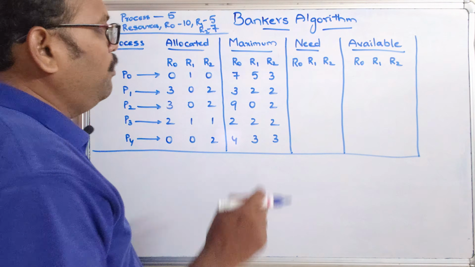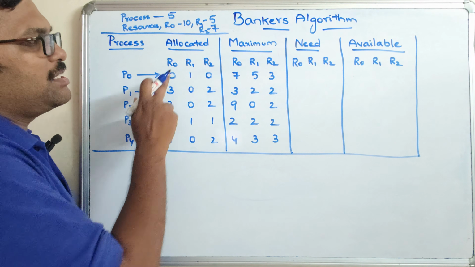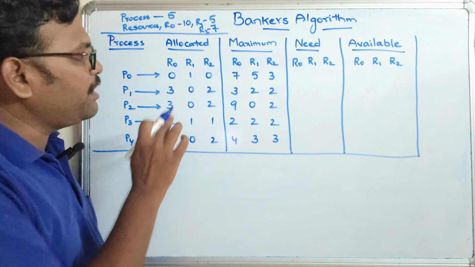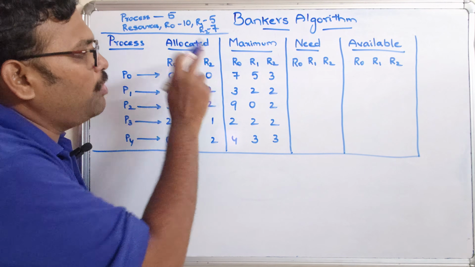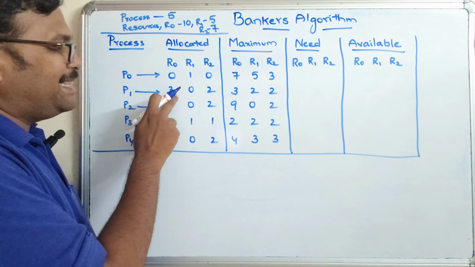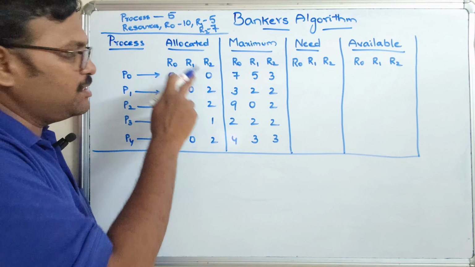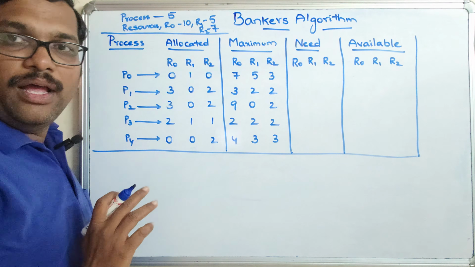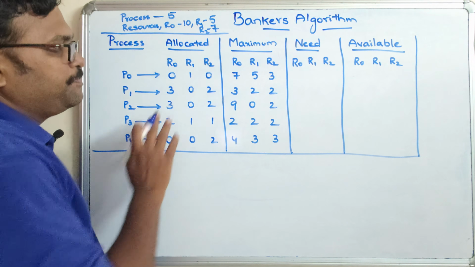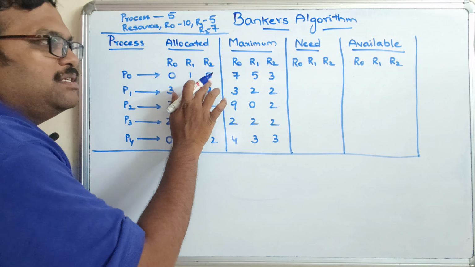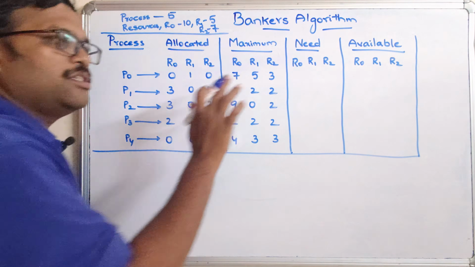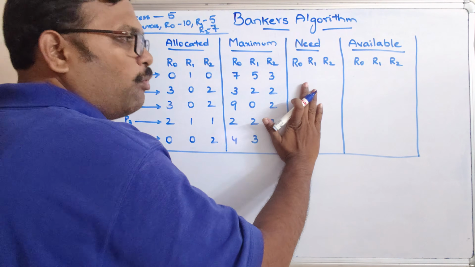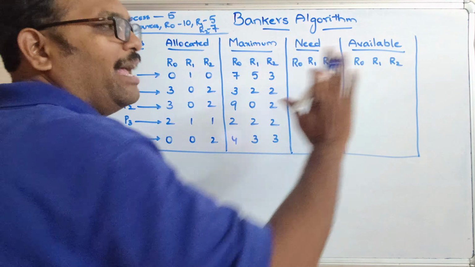So till now, allocated resources for P0 are 0 R0 resources, 1 R1 and 0 R2. For P1, 3 R0 resources, 0 R1 resources, and 2 R2 resources have been allocated, right? So these are the allocated resources, and these are the maximum resources to complete its execution. So these are the need, how many are required to complete its execution, and what are the available.